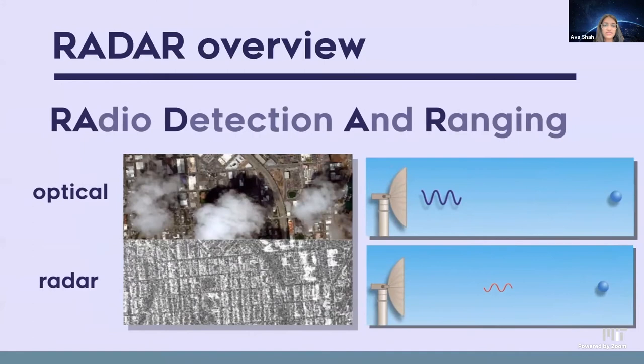So let's go over the basics of radar. What is radar? Radar stands for radio detection and ranging. How radars work is that radars will send an electromagnetic wave to an object, and the wave will bounce off of the object back to the radar. And radars rely on this wave that bounces back to detect the object.